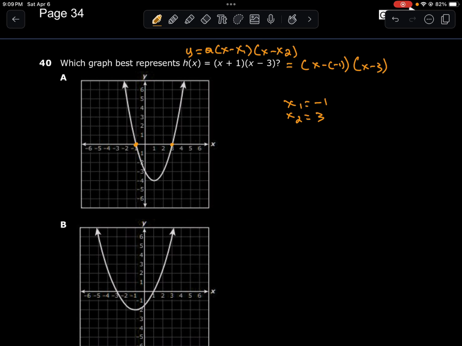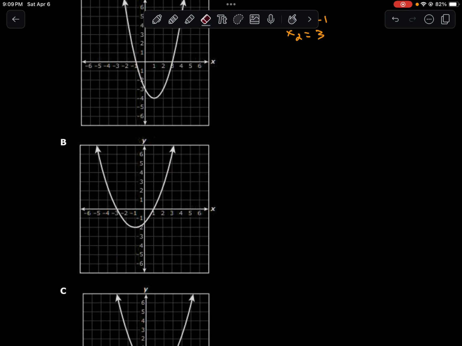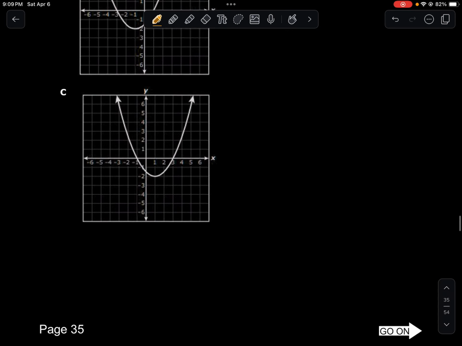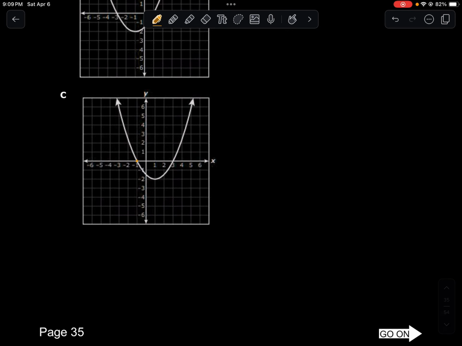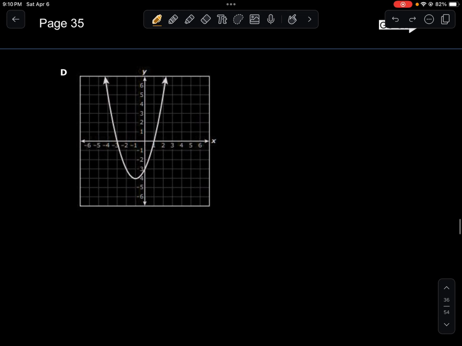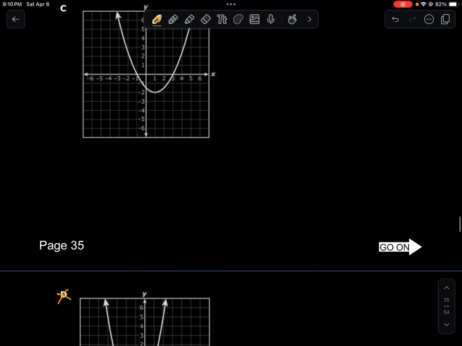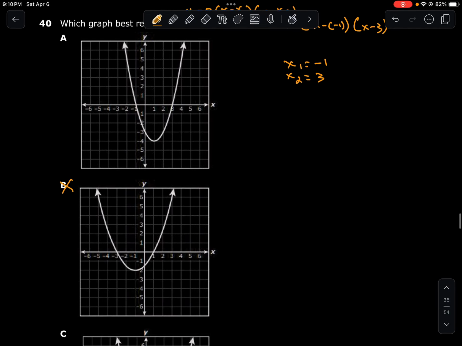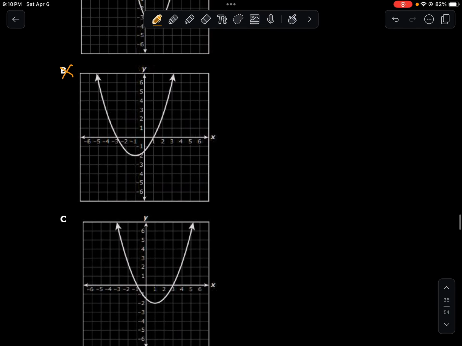The first one works. The second one has it backwards, gives the negative to the 3, the positive to the 1. That's not it. Then we have negative 1 and 3, that works. And this one is also backwards, negative 3 and 1. It's the opposite signs. So that's not it. And looks like I have to go between A and C.